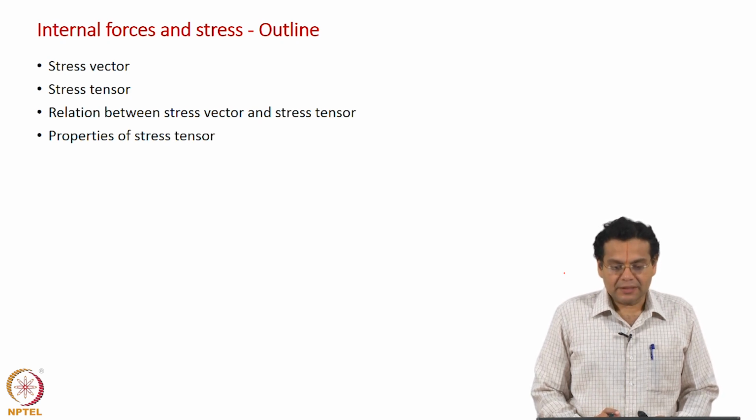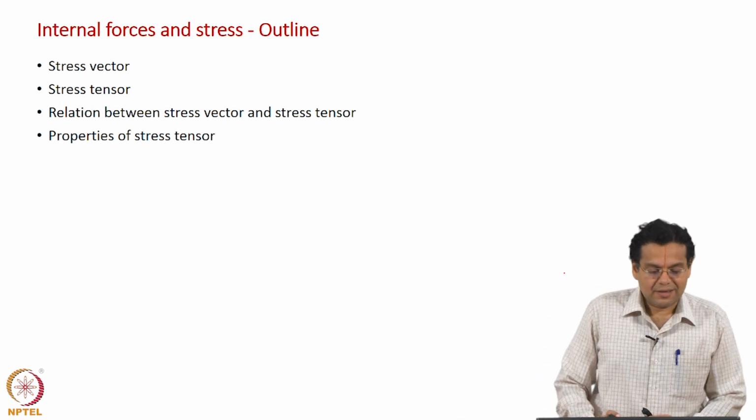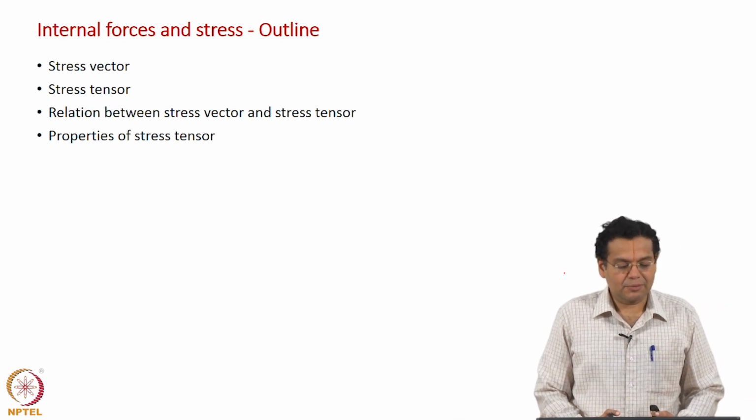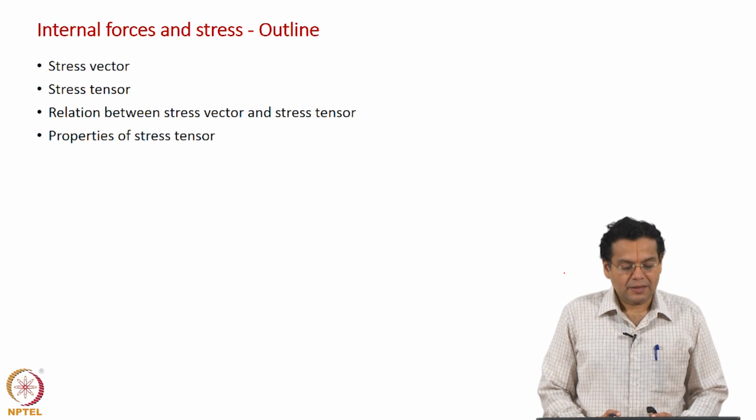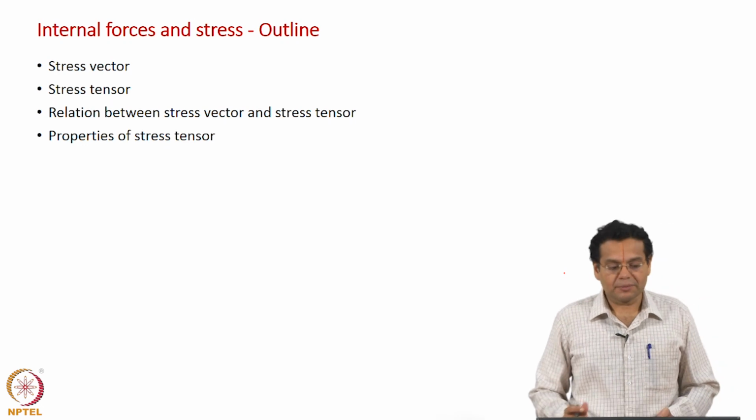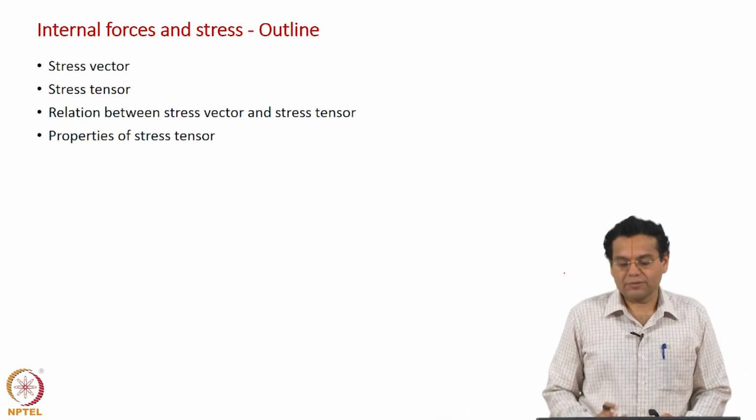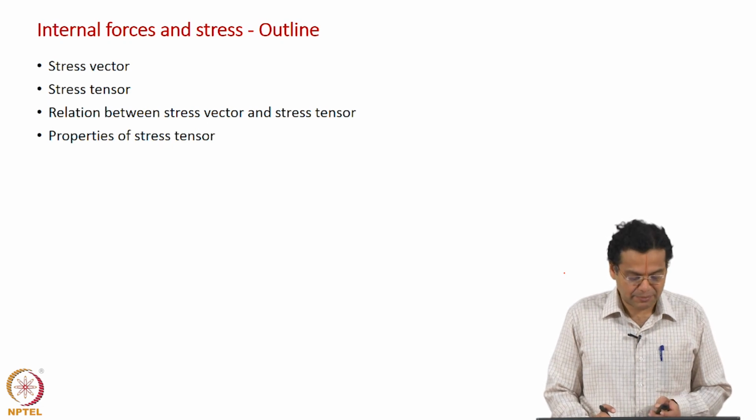and in this first visit to solid mechanics we are discussing internal forces and stress, and in this we have discussed the stress vector and the stress tensor. Now we are to discuss the other two topics, namely the relationship between the stress vector and the stress tensor. What is the relationship between them and what are the properties of stress tensor? Of course, you will have a numerical example in between.